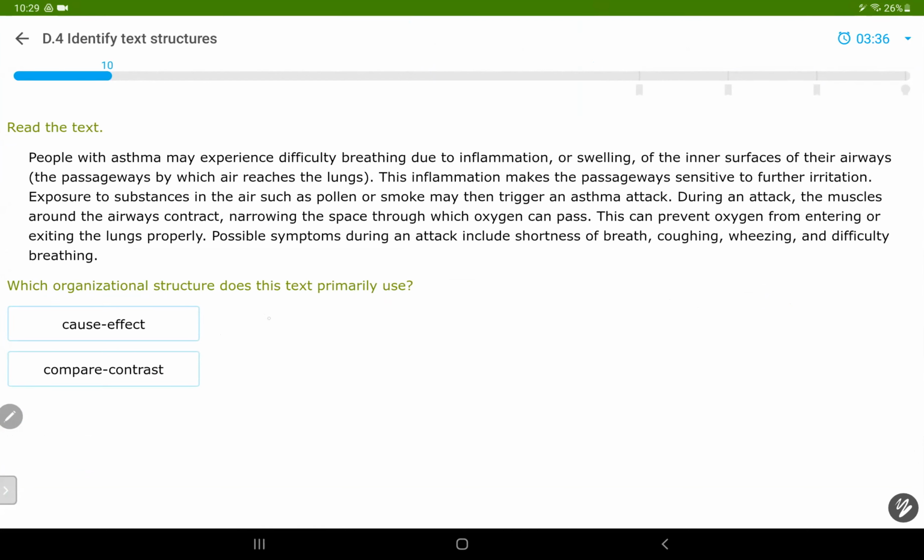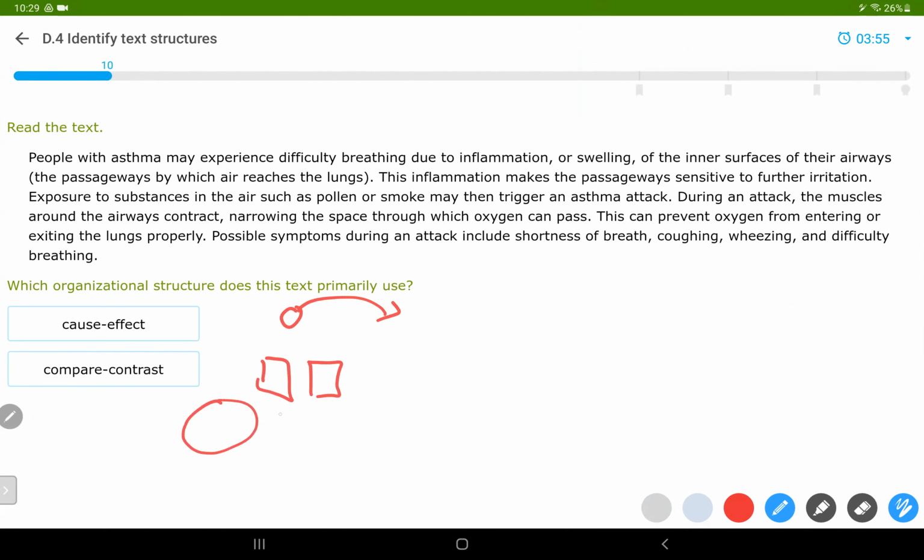Cause and effect: because of this, that happened. We have something, and because of this thing, that happened. Compare and contrast: imagine the writer is drawing a table or Venn diagram, whatever it's called, and he's comparing between two things. Okay, so let's read.